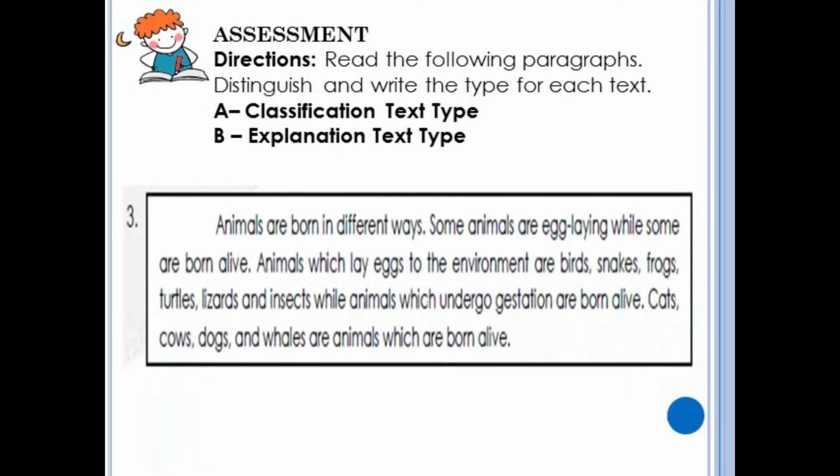Okay, number 3. Animals are born in different ways. Some animals are egg-laying, while some are born alive. Animals which lay eggs to the environment are birds, snakes, frogs, turtles, lizards, and insects, while animals which undergo gestation are born alive. Cats, cows, dogs, and whales are animals which are born alive. Okay, give your answer.